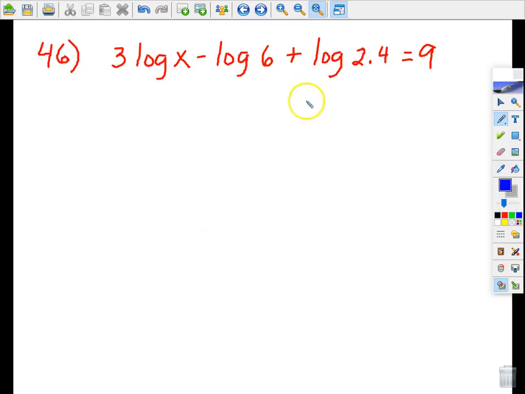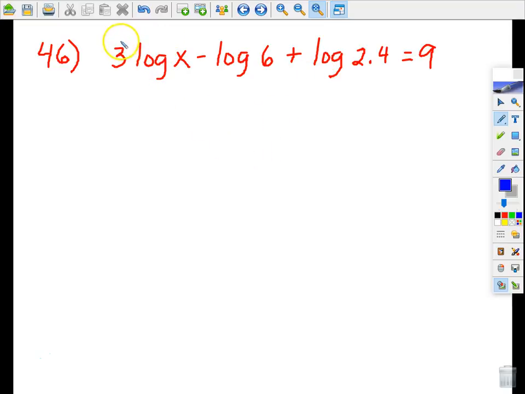Okay, 46, another good problem. Another thing to keep in mind before you can change these log equations into exponential equations, multiple logs have to be written as a single log. And that's another reason why we learned those properties back in section 8.4. And this is a great problem because all 3 of the properties are going to be needed to turn these multiple logs in this equation into a single log.